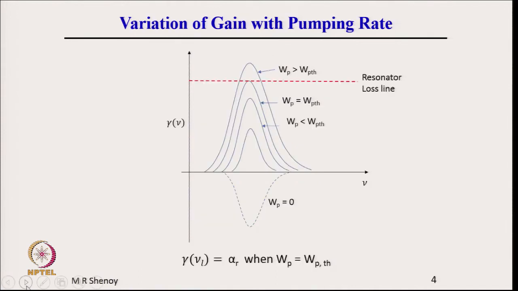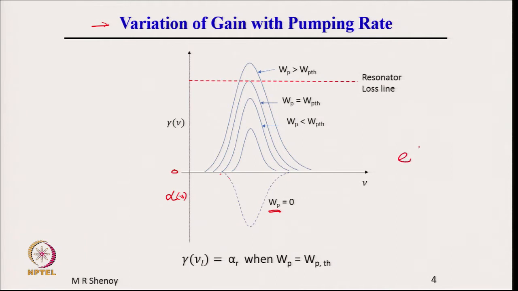All right. So, let us now recall the variation of gain with pumping rate. This diagram we discussed. When there is no pumping, Wp is equal to 0, it is absorption. So, this is alpha of nu here, and we have the absorption curve. So, alpha is negative, therefore, which means it is attenuation.